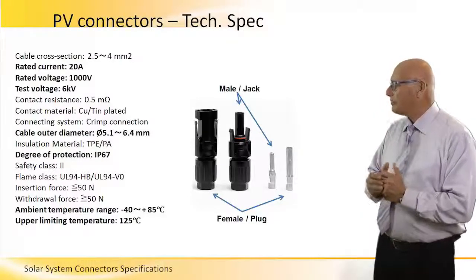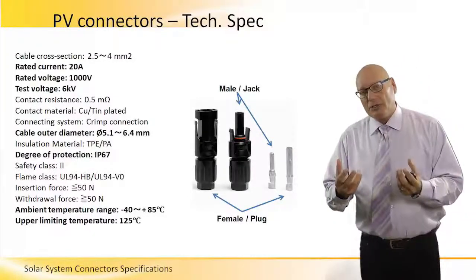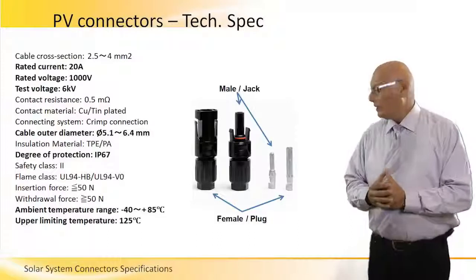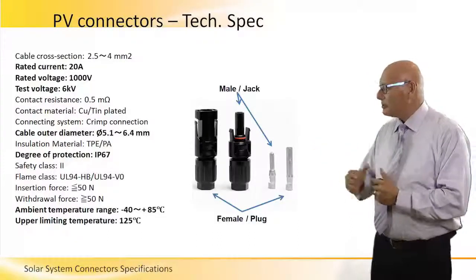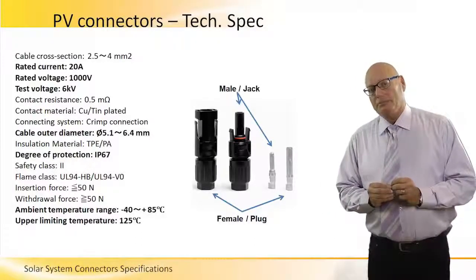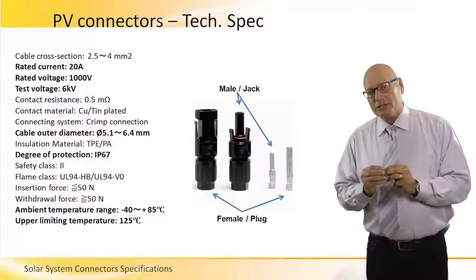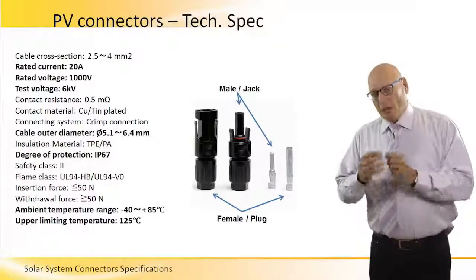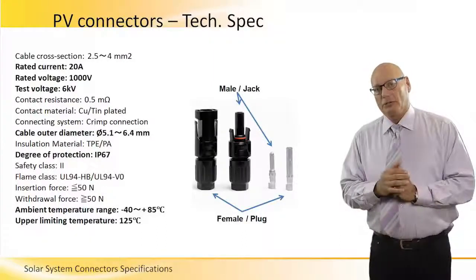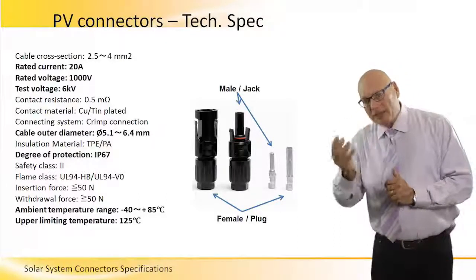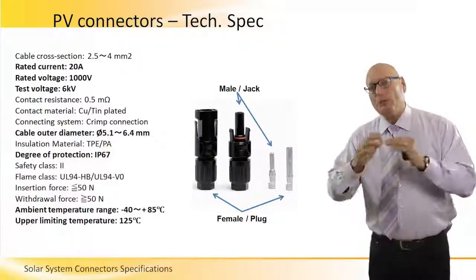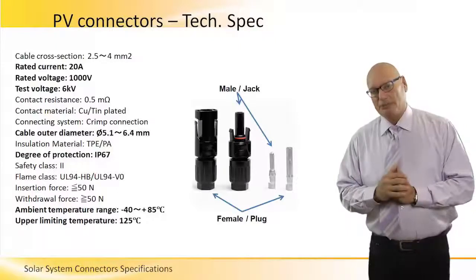Then we have the ambient temperature range. This connector is exposed to variation of temperatures. The upper limiting temperature is 125 degrees. I would like to share with you some very interesting issue regarding temperatures. We are basically talking about surface temperatures. When I have a connector, the connector has an ambient temperature and a surface temperature. Ambient temperature is always lower than surface temperature.